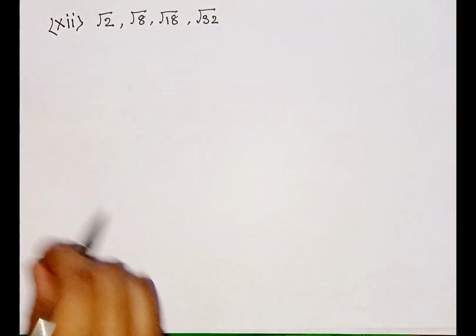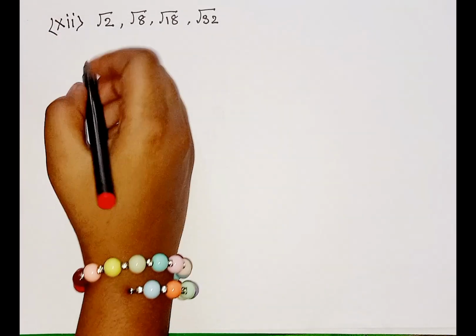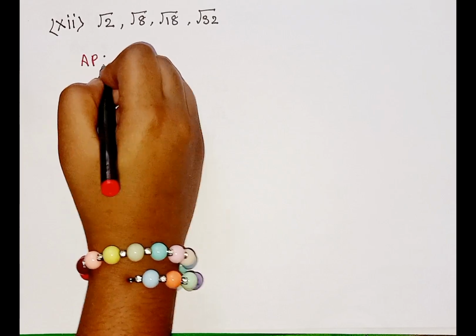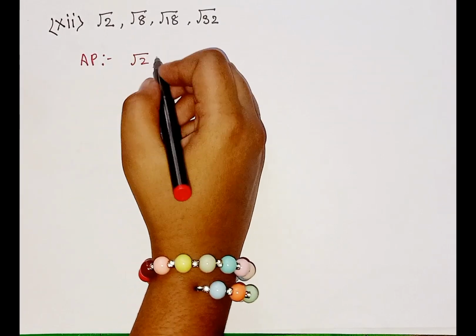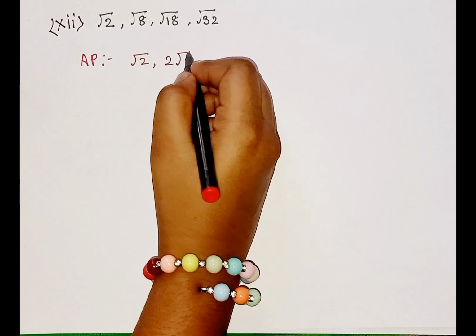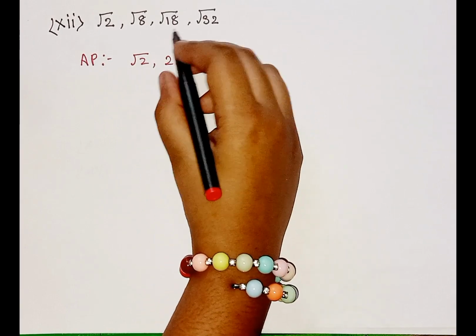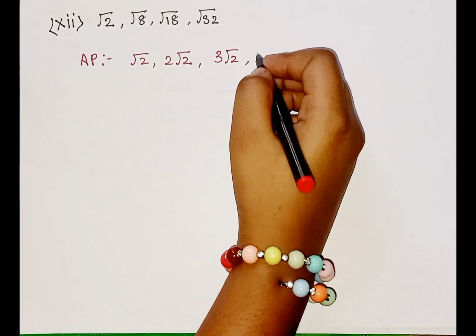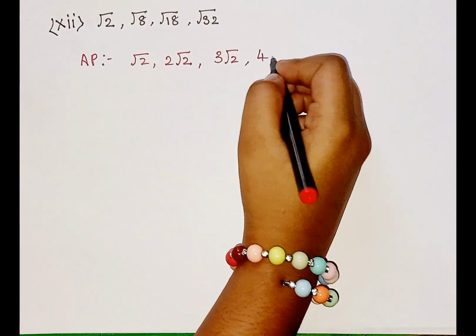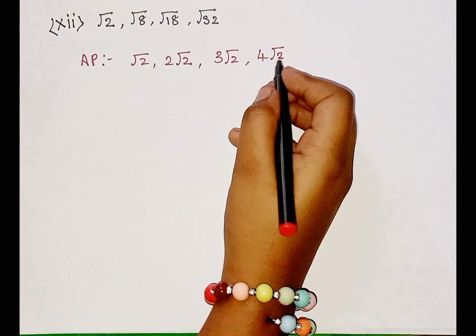Now we can write AP is equal to root 2 comma, instead of root 8 we can write 2 root 2, now that we found it. And for root 18 we can write 3 root 2. Why am I doing it like this? Because then it will be easy for us. And 4 root 2 here.